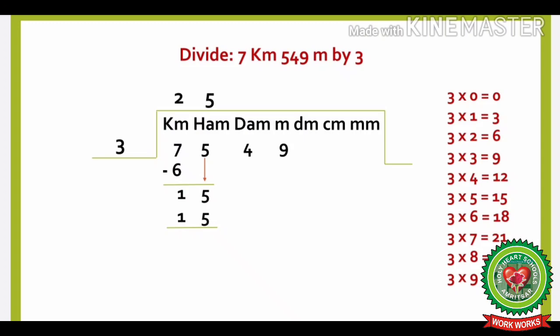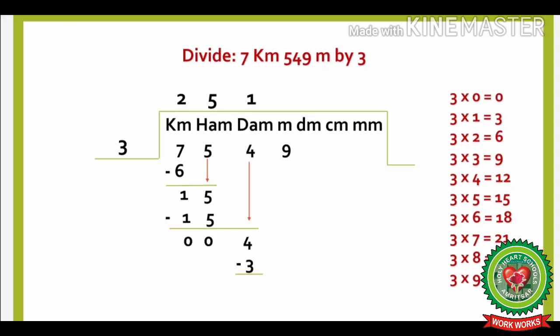Now after subtracting 6 from 7, we get 1. Now we will bring down the next digit, that is 5. Now the number has become 15. Does 15 come in the table of 3 or not? Yes, 3 5s are 15. So 5 we will write down just above hectometer and 15 we will write just below 15. Now let us subtract the number. 5 minus 5 is 0. 1 minus 1 is 0.